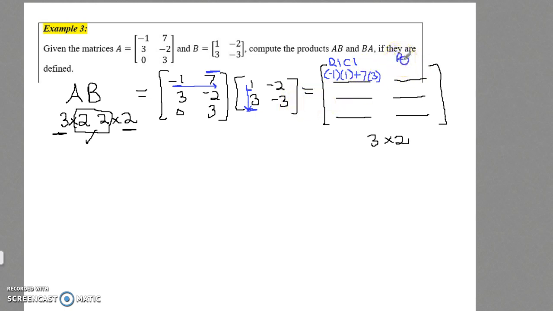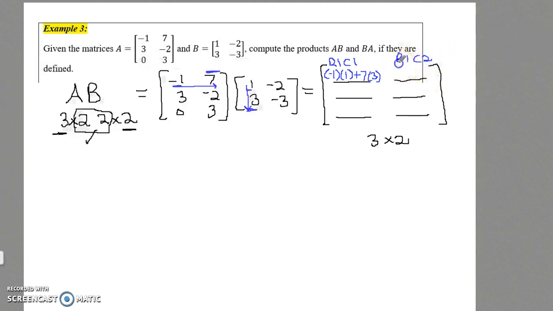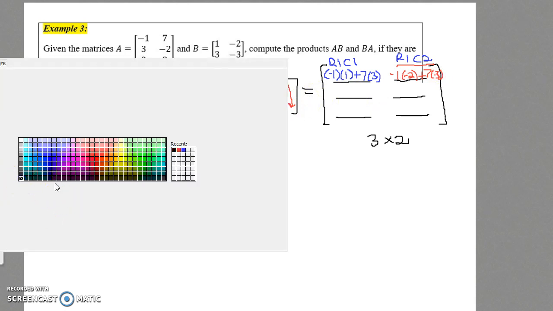Okay, now this entry is row 1, column 2. Let me get a different color for the arrows here. So for this entry in row 1, column 2, I'm going to go across row 1 and down column 2 this time. So I'm going to start with negative 1 times negative 2, plus 7 times negative 3. I'm going to run out of room, sorry about this.